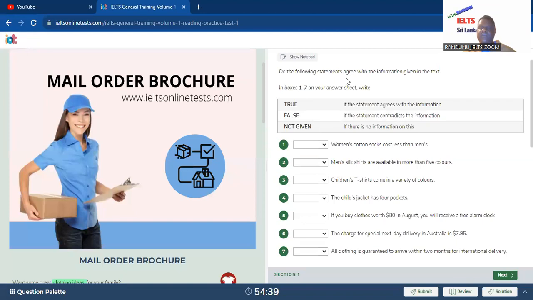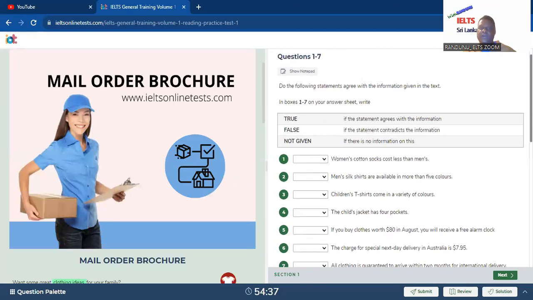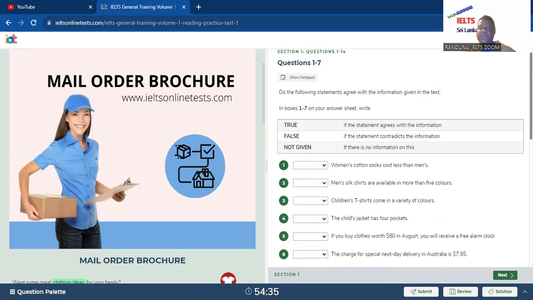Okay, what is the question? Do the following statements agree with the information given in the text? In boxes 1 to 7 on your answer sheet. These instructions are taken from the paper-based paper, that's why it says write. But here what you have to do is select. No need to write. Select one.